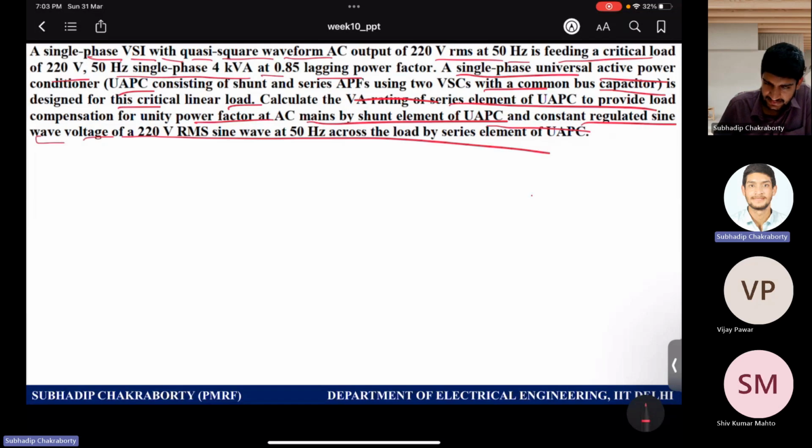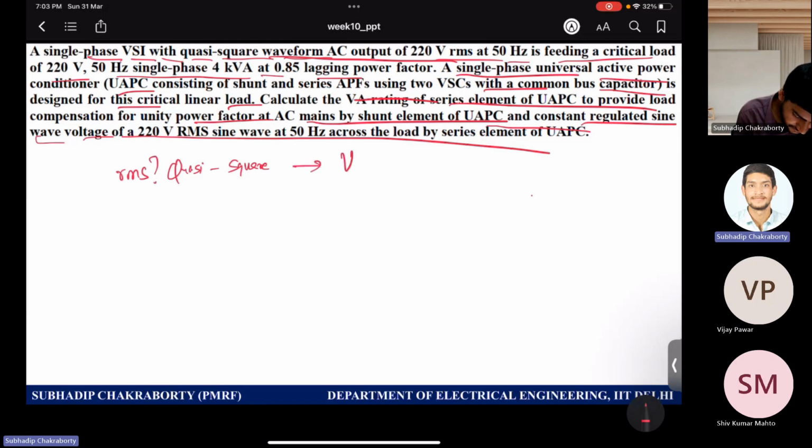So can you tell, here also the load is not having any harmonics, right? But the supply voltage is having harmonics. So similarly like the previous problem, you need to compute. So just calculate, now quasi square, okay? So does anyone remember what the RMS is? VRMS, what is it?